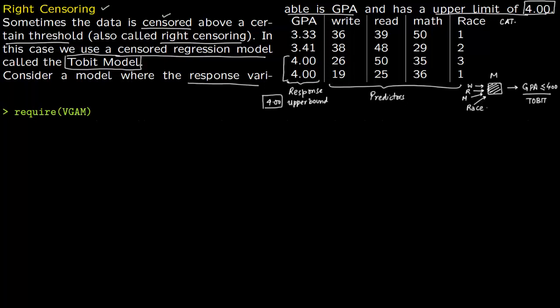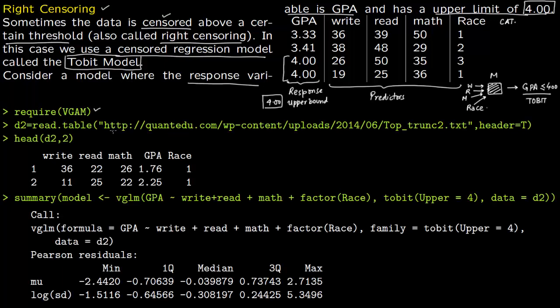Let us do this in R. You require the package VGAM. If you do not have the package, install it. First you read the data set. The data set is given here. This is the address of the file, and this is the name of the file. Header is true. Let us see the first 2 rows of the data set. You have writing score, reading score, math score. Then you are given the GPA of the student and the race of the student. This is row 2. Your writing score is 11, reading score is 25, math score is 22, GPA is 2.25, race is 1.